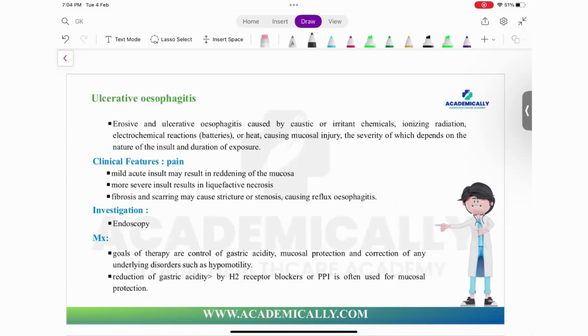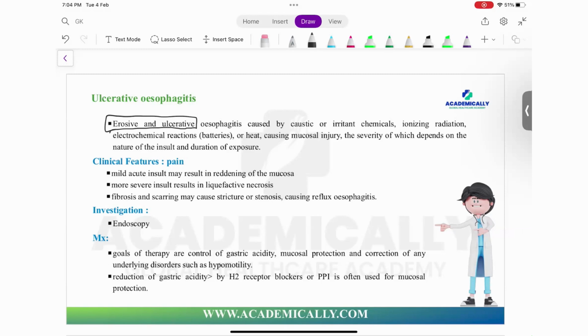Now let's go to ulcerative esophagitis. As the name suggests, esophagitis means there is inflammation of the esophagus. But along with that, there are also erosions and ulcerations. Now, what do we mean by erosions? Erosions means only the superficial part, just the mucosa, is broken up, whereas ulceration means a deeper injury.